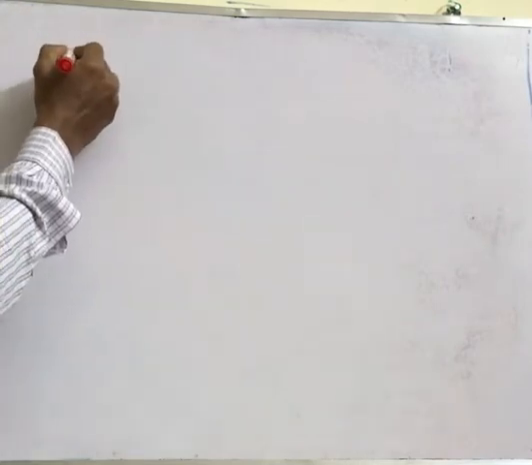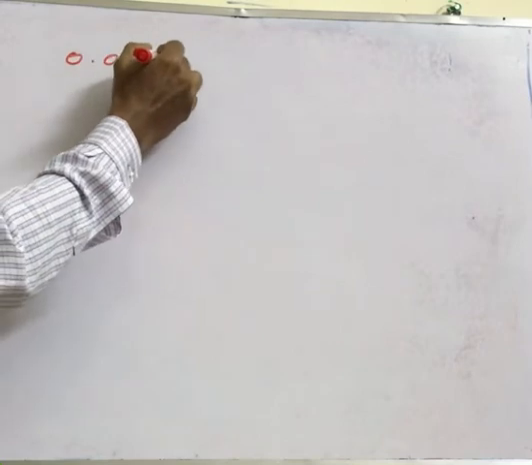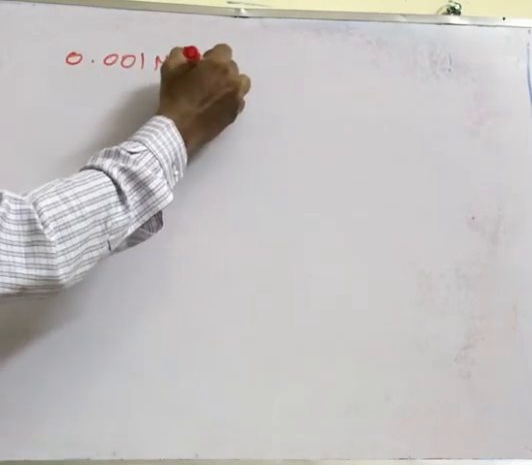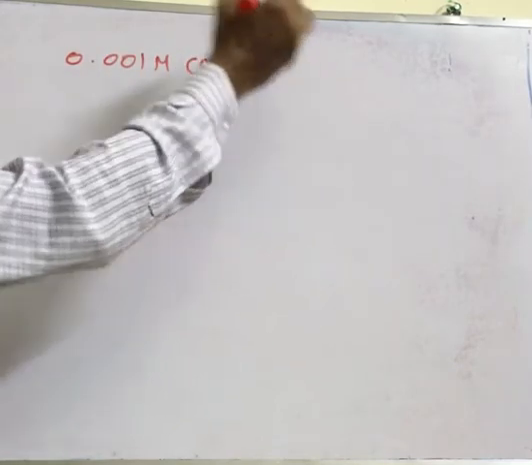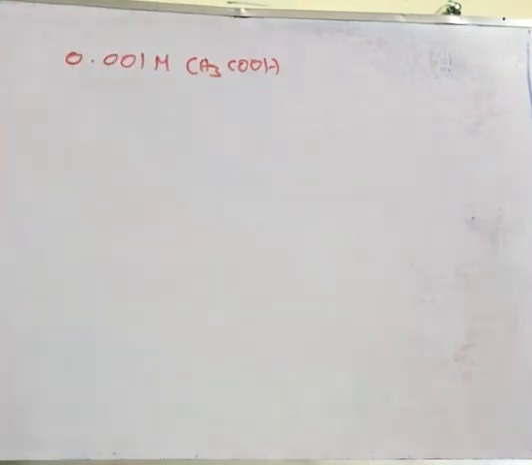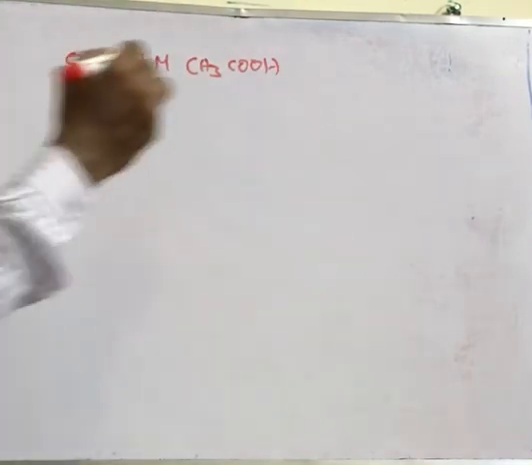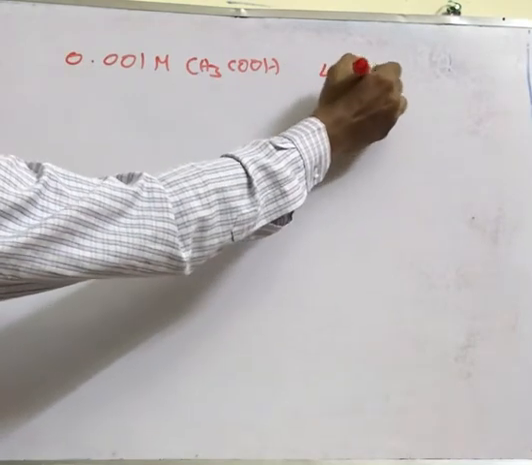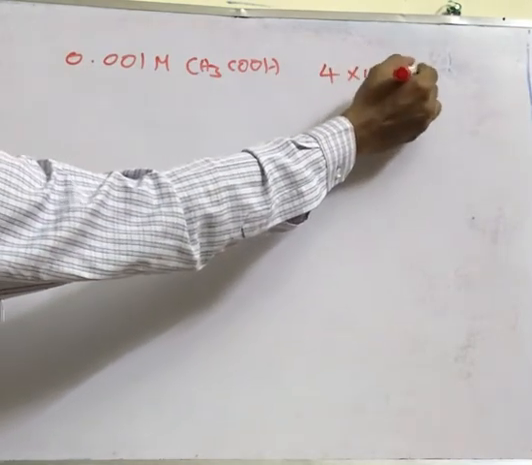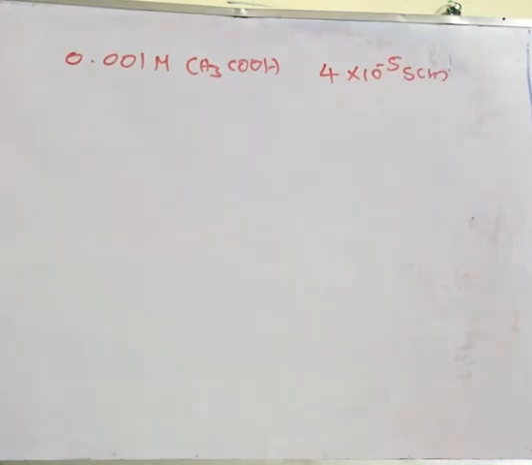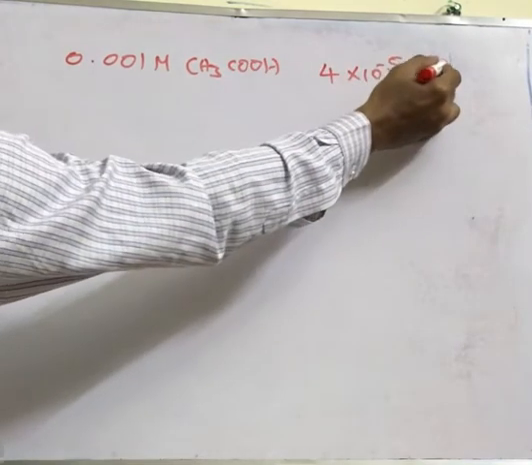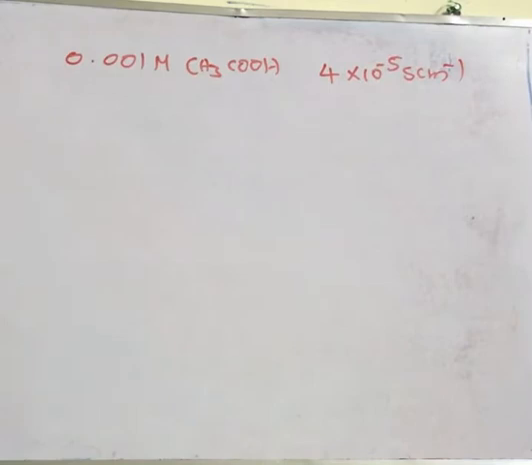Okay, now we will go to another problem from this lesson, electrochemistry. Next question: the conductivity of 0.001 molar acetic acid, CH3COOH, is 4 into 10 power minus 5 Siemens per centimeter, that is, Siemens centimeter inverse. Calculate the dissociation constant of acetic acid.